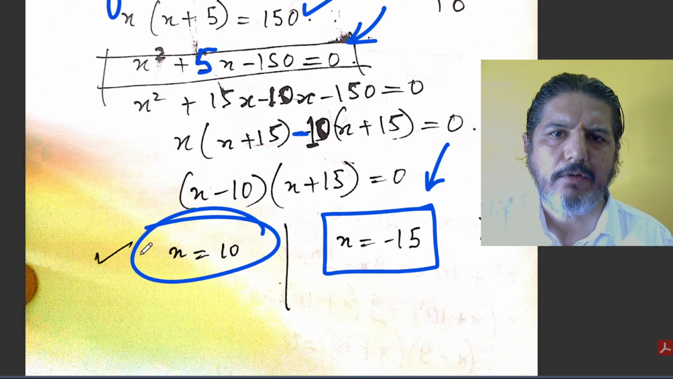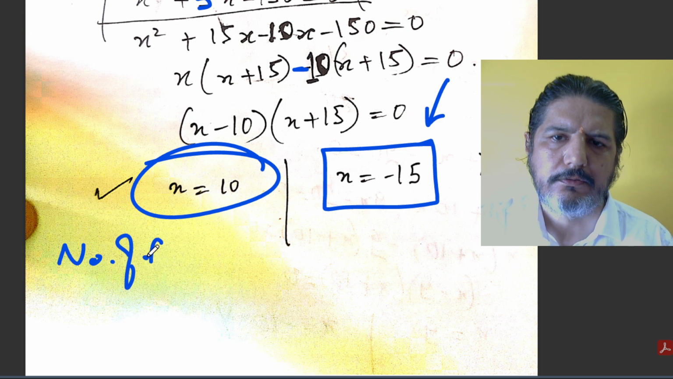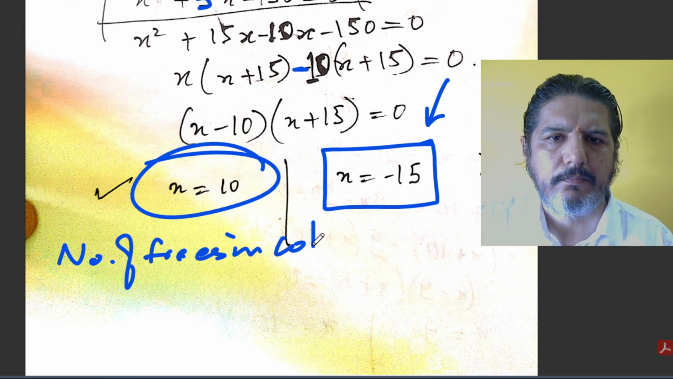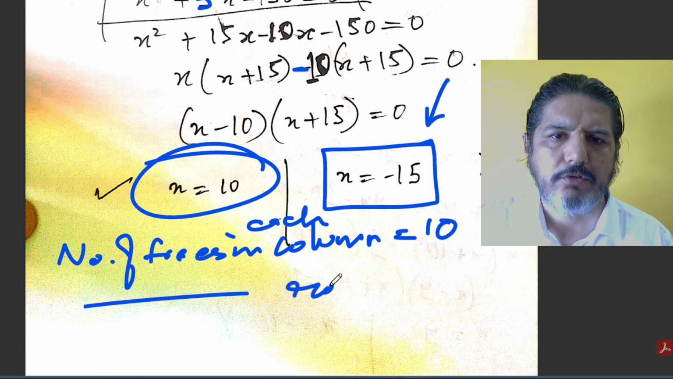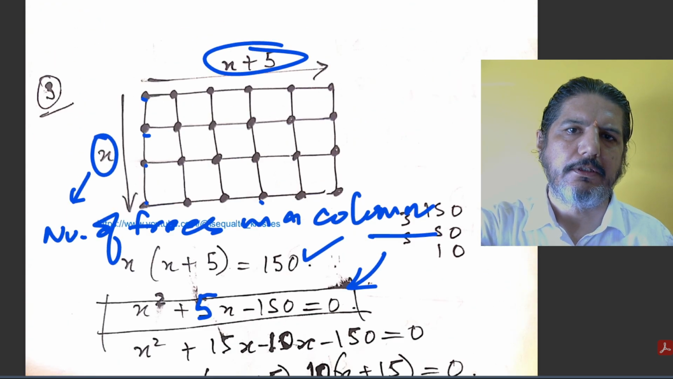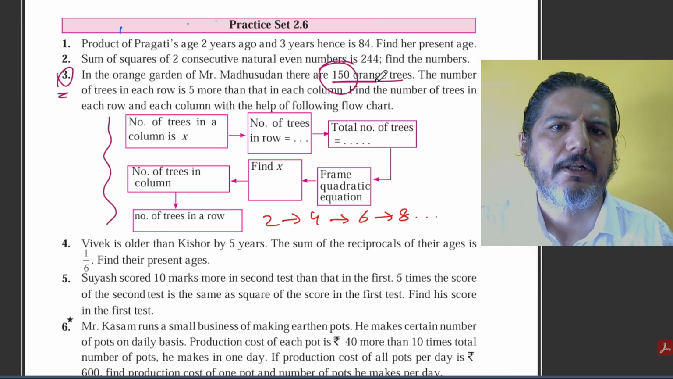And then finally you'll have to write here that number of trees in each column is 10 and number of trees in each row is 15. And 10 into 15 is 150. And that would be the final answer. This is the final answer.